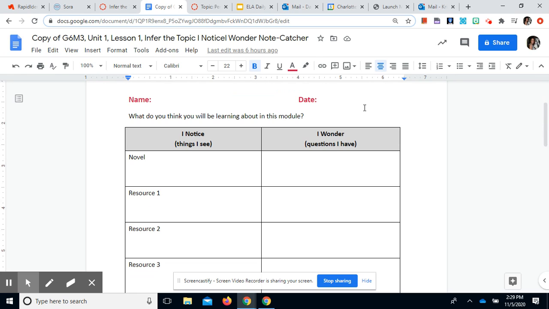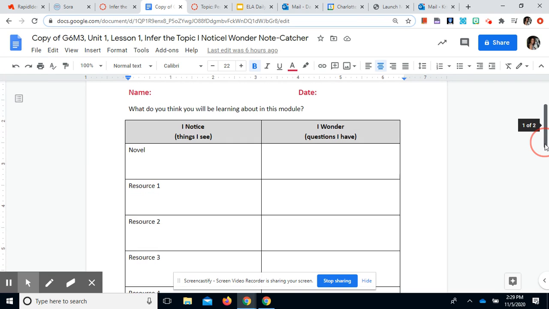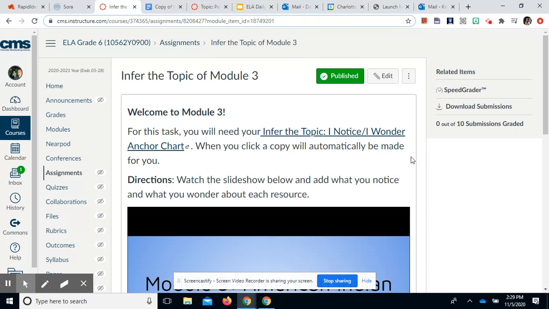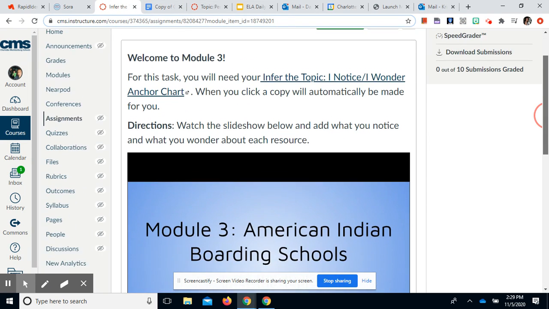However, with Percy Jackson, the resources were embedded within the note catcher. With this one, the note catcher is separate and the resources are in a slideshow. But just like previously, you are going to be putting things in 2 columns. Give me something that you notice based on that resource, the first one being the novel, and things that you wonder, questions that you have based on looking at the resource. So let's go ahead and take a look at the resources together.